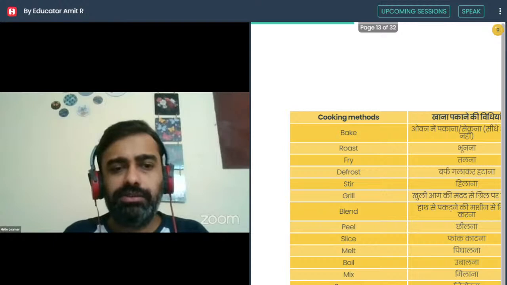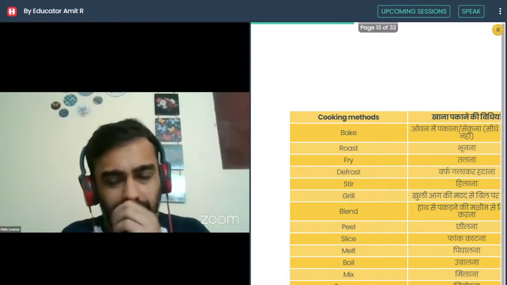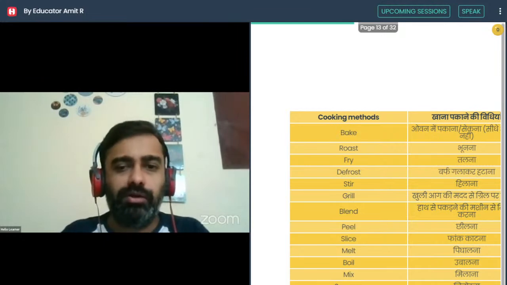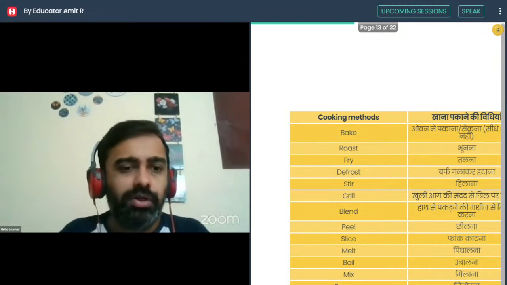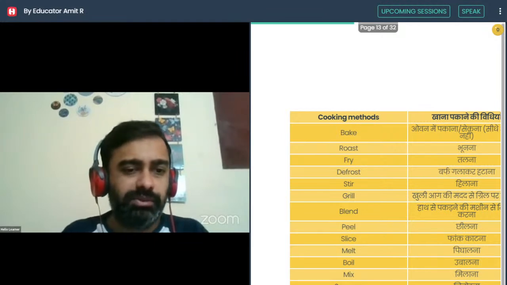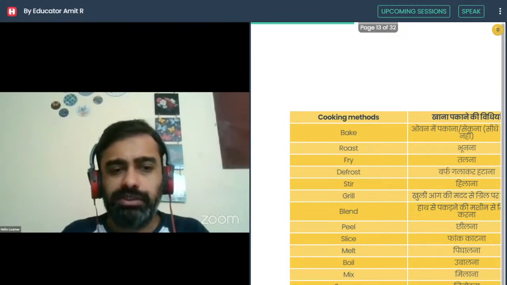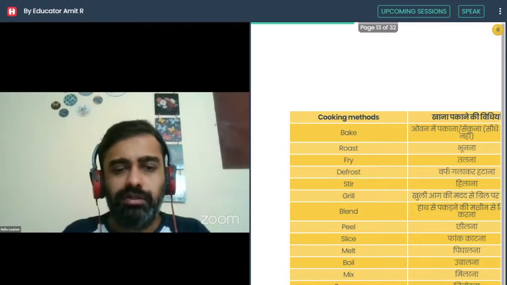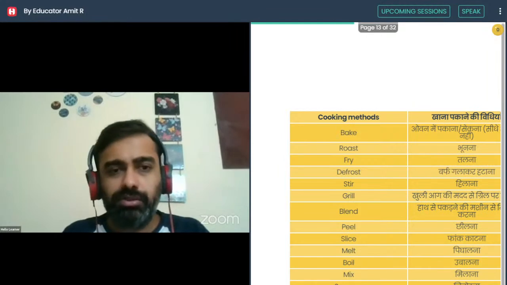Peel and slice, there's the difference. Obviously, peeling is when you peel the outer layer of any vegetable or fruit. Slice is when you cut it. Melt, boil, mix, squeeze, simmer. The Hindi translation is given here. धीमी आंच पर पकाना जिसे कहते हैं, that's called simmering. Grating, again, is when vegetables or fruits are grated. Steam, we all know what steam is. So these are the words.